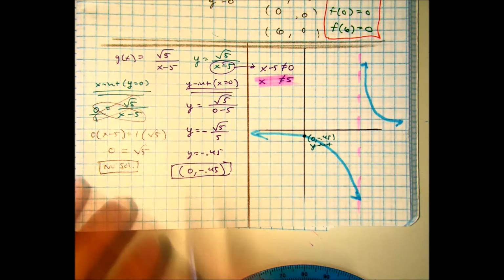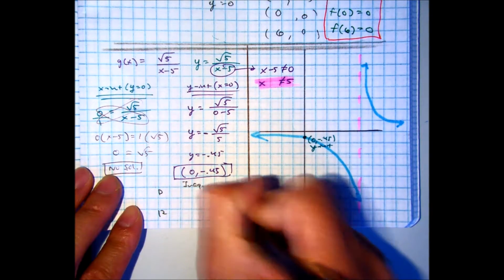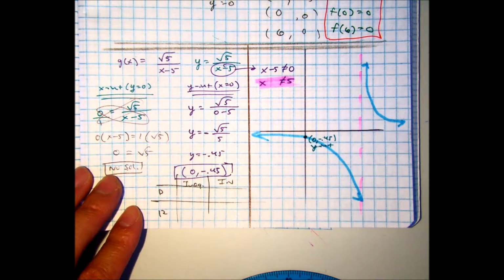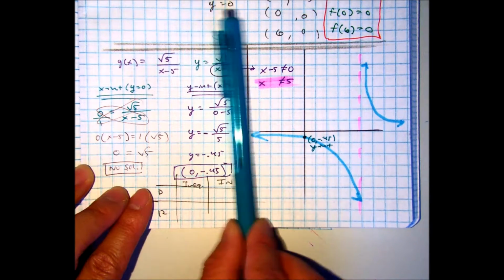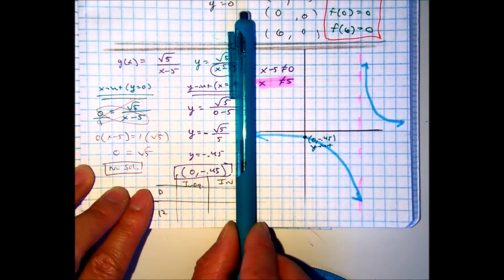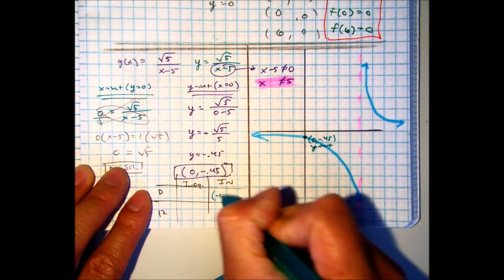Alright, so we didn't do the domain and range. Let's do that really quickly. Inequalities and interval notation. Alright, so the domain going from left to right. Let's start here. Negative infinity. Let's do interval notation. Negative infinity to.